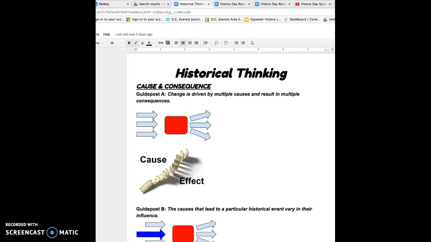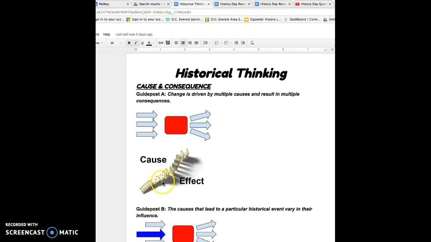There's two things that you have to do. You have to tell the story or the content, and then you also have to apply these historical thinking skills to it. So you're taking the story and then you're attaching these somehow to it or labeling these and showing how they apply to that specific story in history.